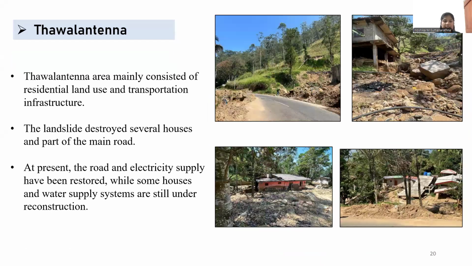And this slide shows the Thavalantana area. The Thavalantana area mainly consists of residential land use and transportation infrastructure. The landslide destroyed several houses and part of the main road. At present, the road and electricity supply have been restored, while some houses and the water supply system are still under reconstruction.